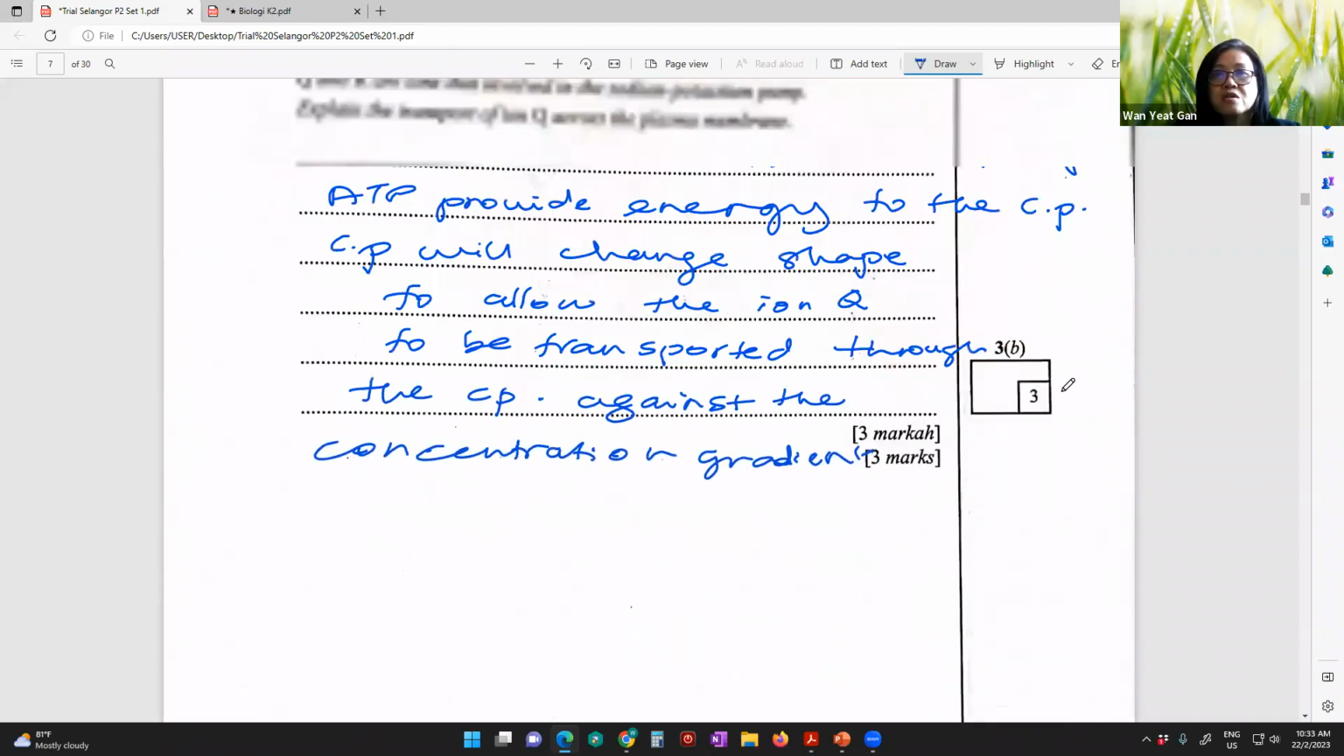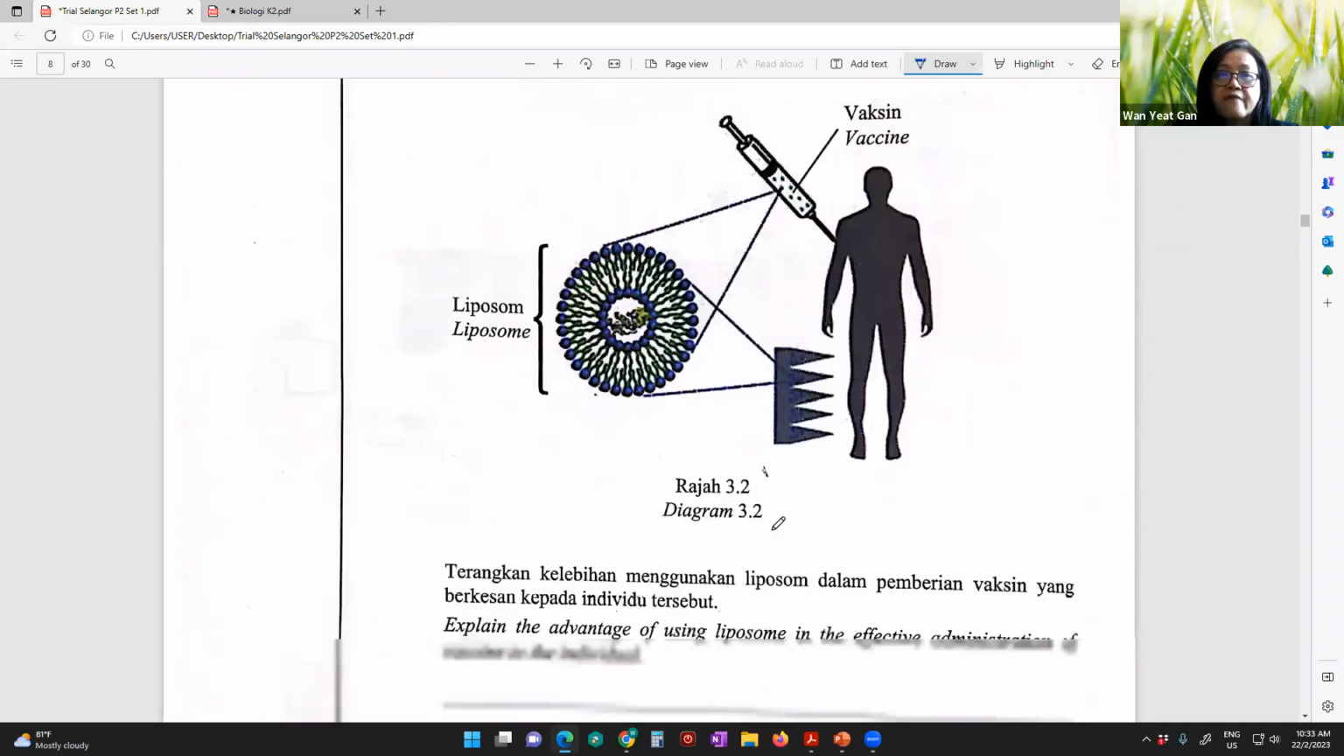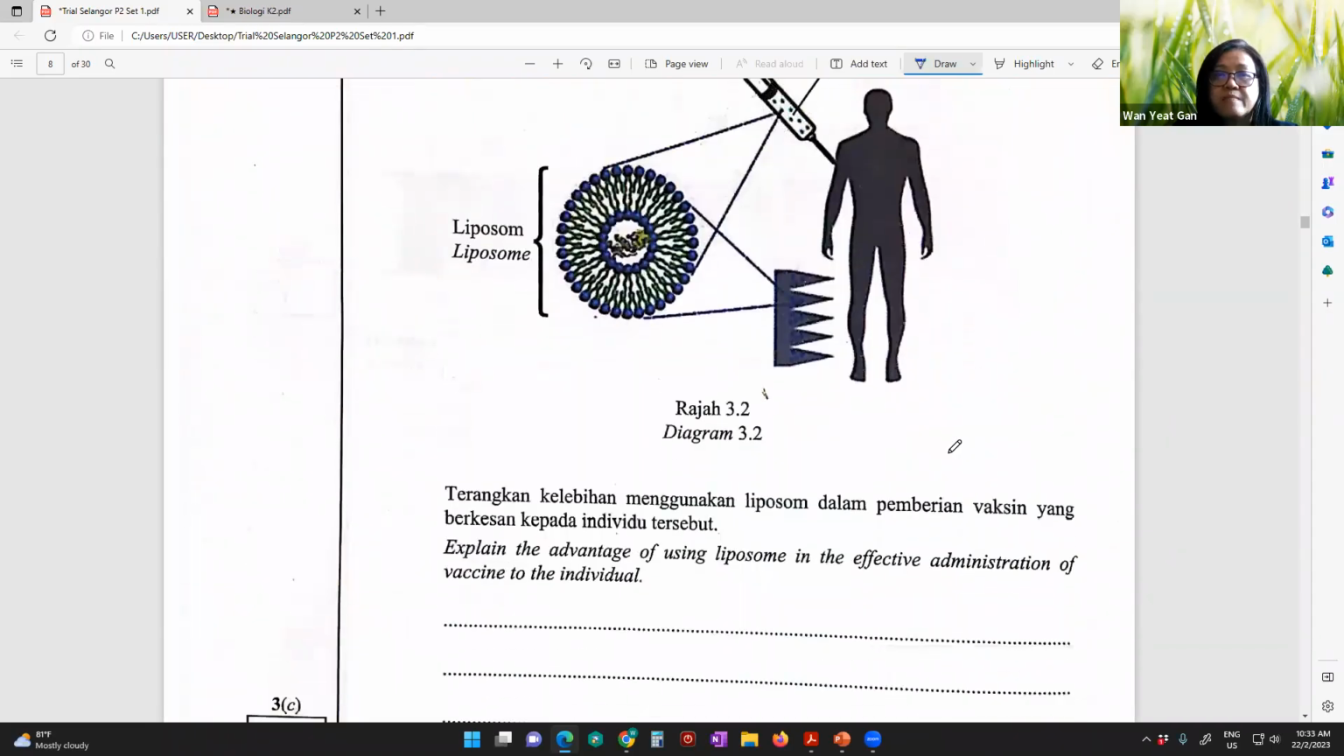Diagram 3 shows the application of liposome in the field of pharmacy. Explain the advantage of using liposome in the effective administration of vaccine to the individual. Liposome actually consists of a phospholipid bilayer like ours, except that it's in the form of a vesicle. You can see the hydrophilic head outside, and there's another hydrophilic head inside, and the hydrophobic tails are facing each other. So the bilayer phospholipid has formed into a vesicle shape.